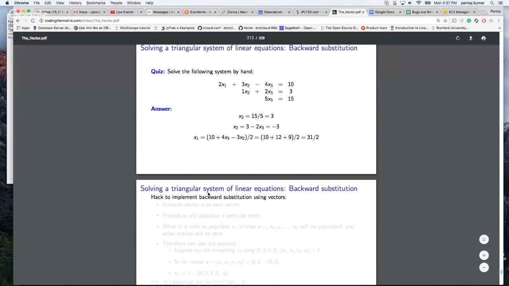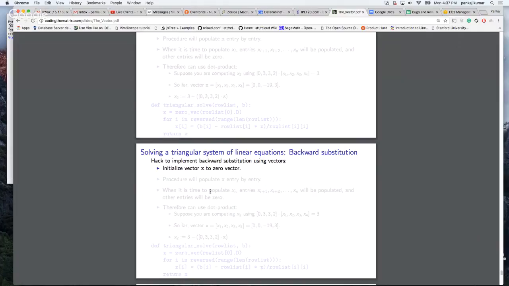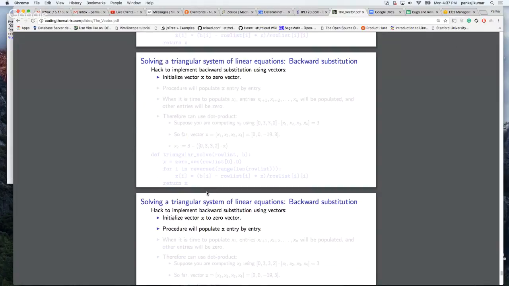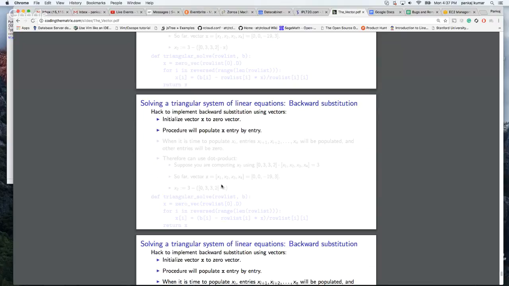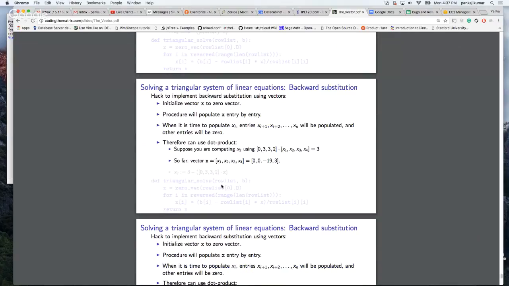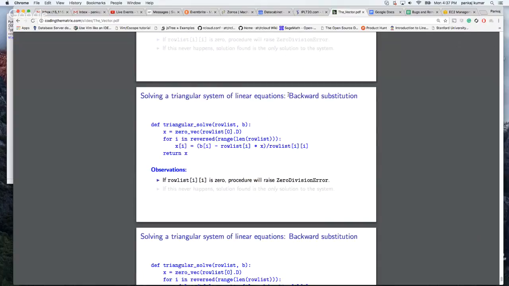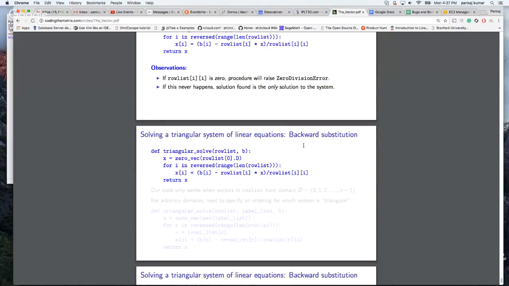Now they're getting to the Python implementation, which is also there in the notebooks. This technique is also called the backward substitution technique.